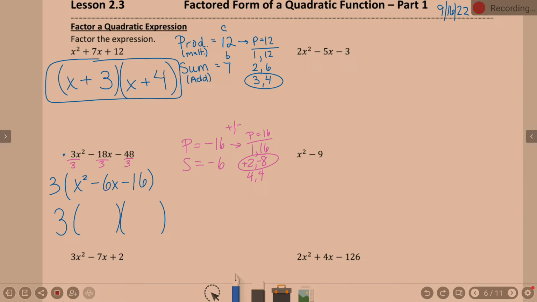X squared is going to break into what? X and X, beginning of each parenthesis. We already agreed the numbers we're going to use are 2 and 8, specifically positive 2 and negative 8. So I'm going to make one parenthesis X plus 2 and the other parenthesis X minus 8. Now am I done? Now we're done.